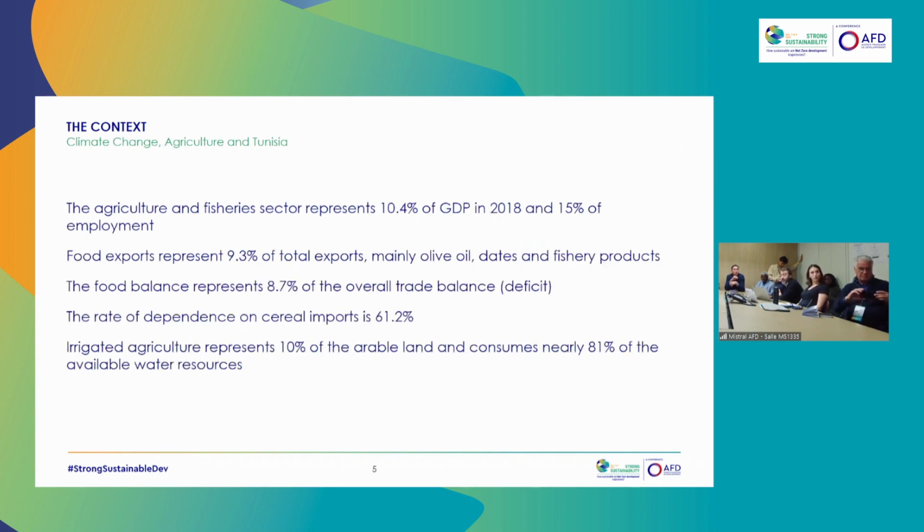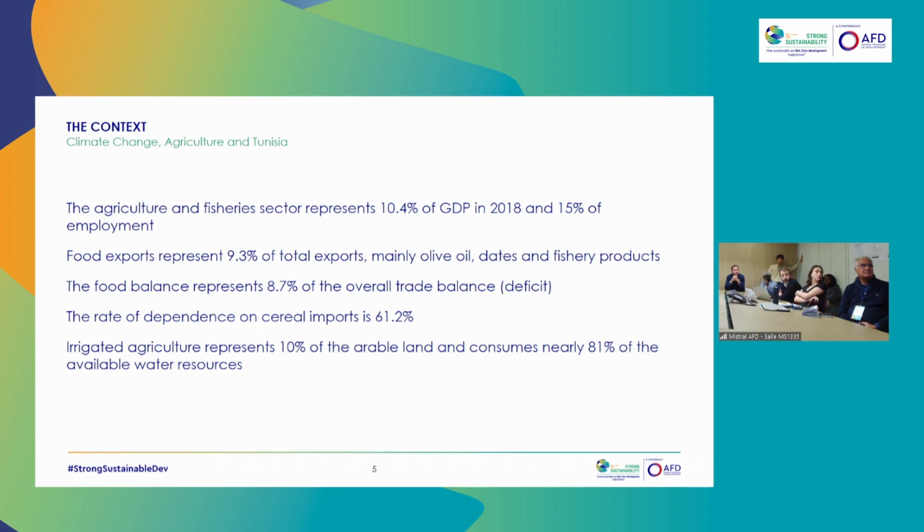So a little bit of context, I'll pass these quickly. Just some numbers about the scale of the problem. The agriculture sector represents about 10% of GDP as of 2018 and about 15% of employment. And food exports represent 10% of total exports of the country, and it's mainly olive oil, dates, and fishery. It's almost entirely olive oil, dates, and fishery, and nothing else, basically. And the food balance represents about 10% of the overall trade deficit, but the trade deficit is around 13% of GDP. So when you take 10% of it, it's quite significant.